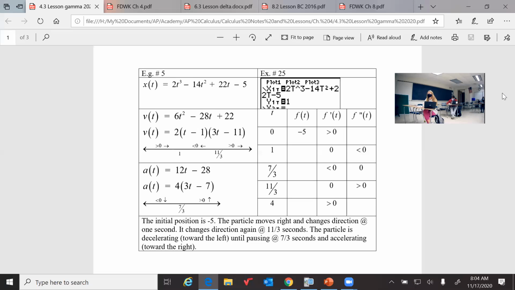This table right here for the first derivative is telling you what's going on. It's saying the particle is going right. You get the time 1. Then it's changing direction and going left. You get the time 11/3. Then it's changing direction and going right.